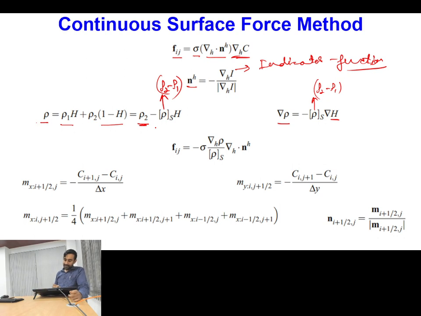Okay. Now what I can do, in the previous equation now this gradient of h, or say mix of symbols is done, so let me write here h only. So gradient of h can be replaced with gradient of rho divided by rho s into gradient of H at n cap. So it means that I can also determine the surface tension force by calculating the gradient of density function and by calculating the gradient of normal vector.